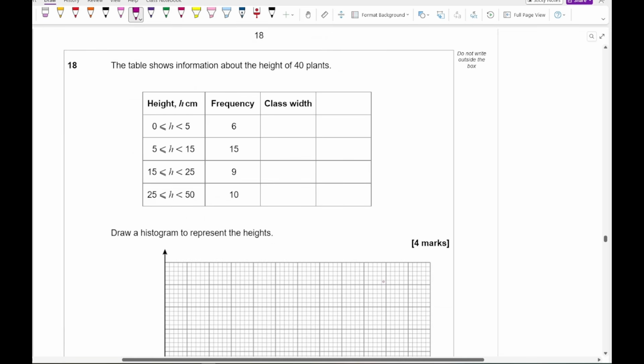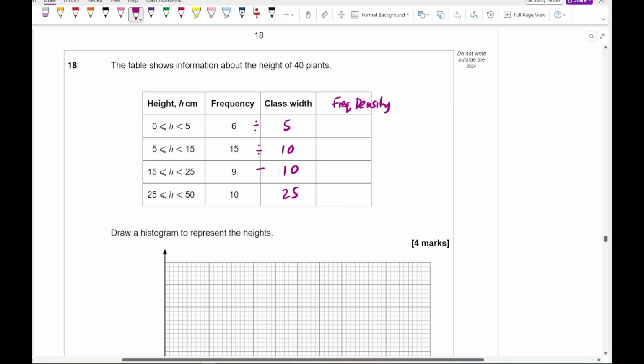Then moving on to question 18, it says the table shows information about the height of 40 plants, and the question is asking us to draw a histogram to represent the heights. So for this, we need to calculate the frequency density, and how we do that is the frequency divided by the class width. Now the class width is the upper bound take away the lower bound. So for the first one it's 5, then it's 10, then it's 10, and then it's 25.